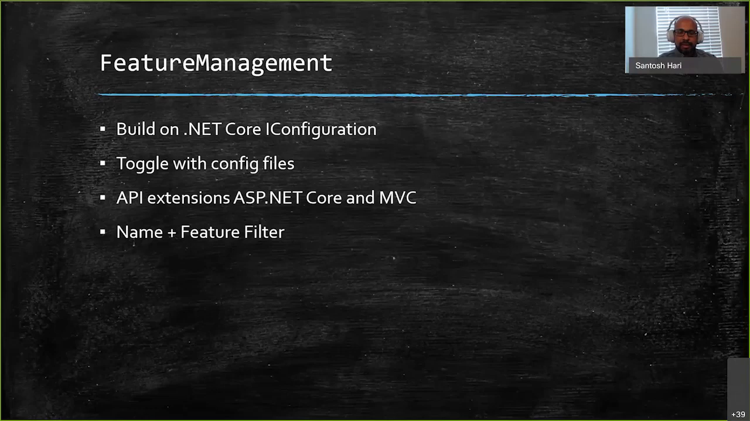Feature management flags have two parts. One is a name, and the other is a feature filter. And we'll look at code shortly to see what this looks like. Feature filters are basically scenarios for enabling and disabling flags. For instance, you could have a filter that says only 10% of the requests have the flag enabled.